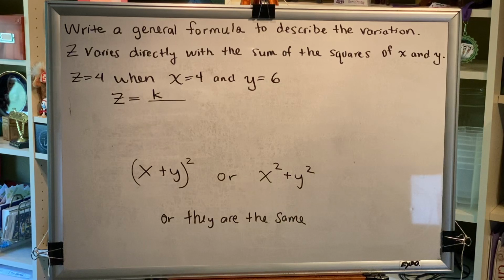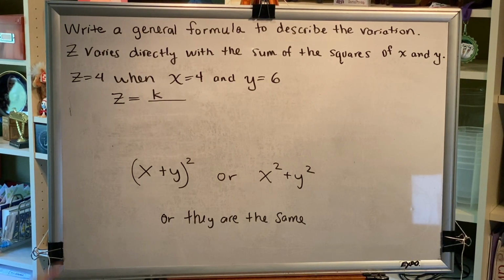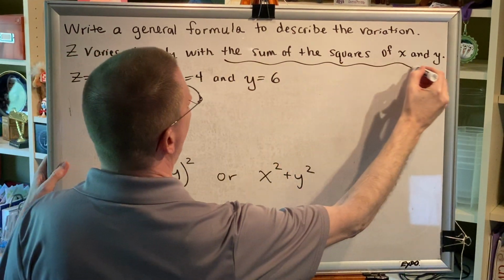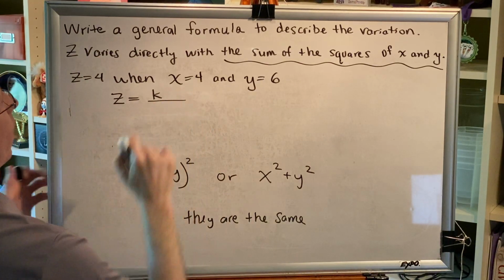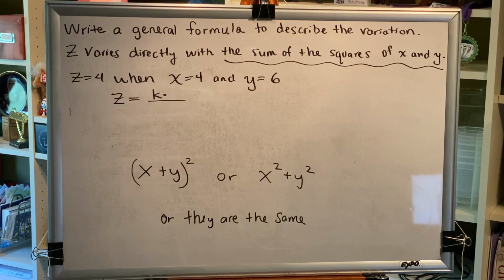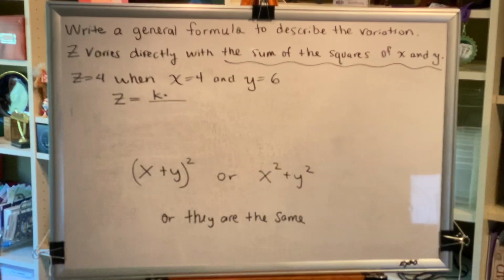Step 3. Look for the word directly, inversely, or jointly. In this case, we have the word directly. When the word directly is used, the quantity goes in the numerator multiplying with k. So we need to write the sum of the squares of x and y, and we need to put it right up here multiplying with k. But how do we write that as algebraic symbols? How do we write the sum of the squares of x and y?